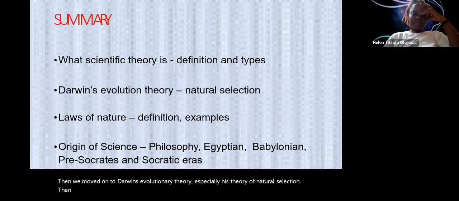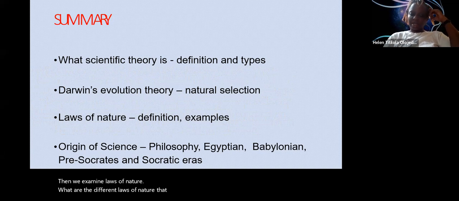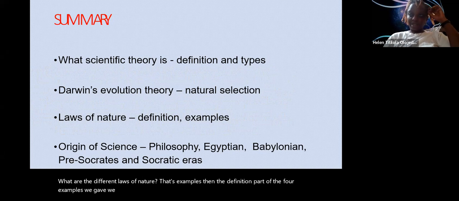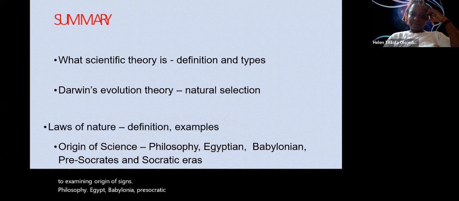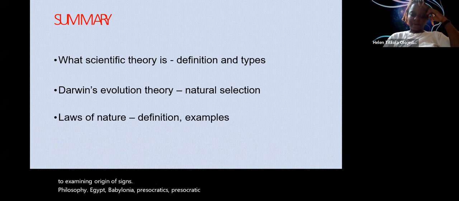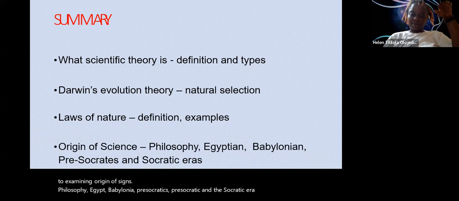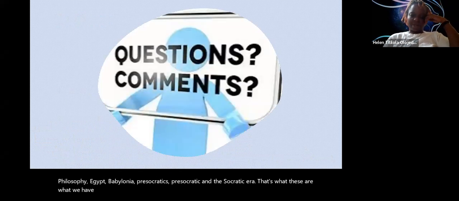Then we examined laws of nature. What are the different laws of nature? Those are examples, then the definition. Of the four examples we gave, we explained the law of gravity and another law, I can't remember now. Then we moved on to examining the origin of science, philosophy, Egypt, Babylonia, pre-Socratics, and the Socratic era. These are what we have discussed so far in the class.